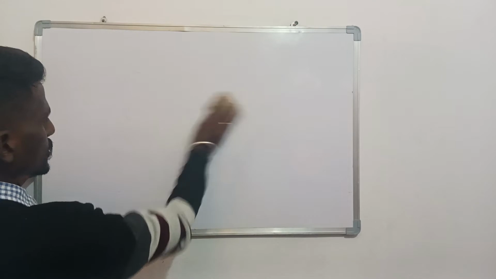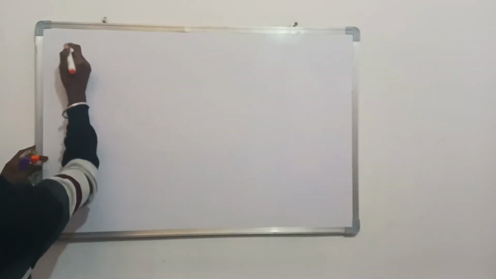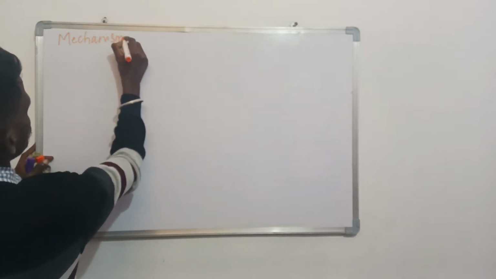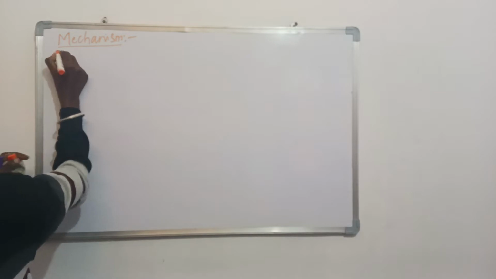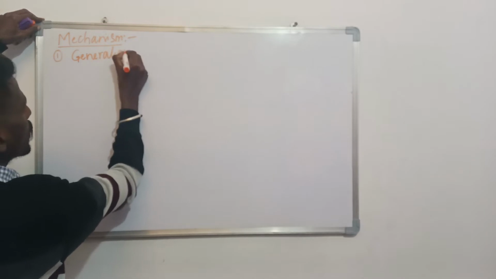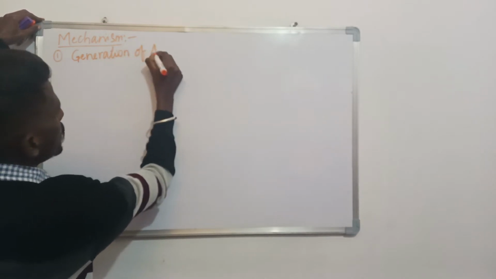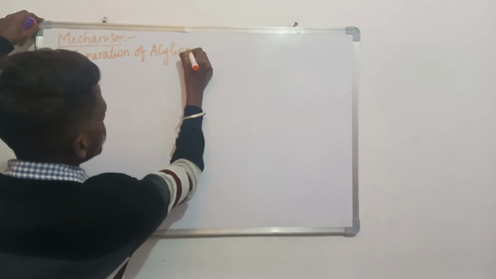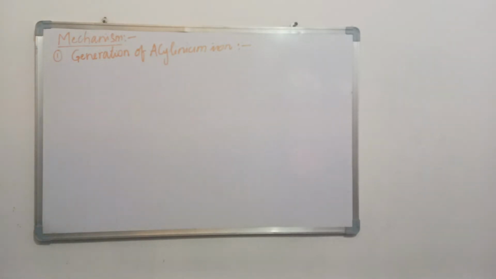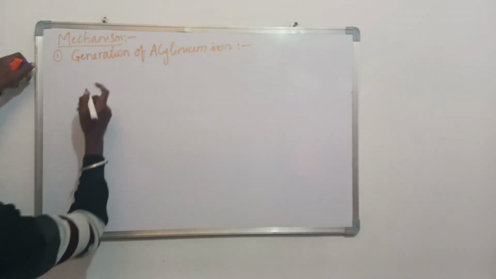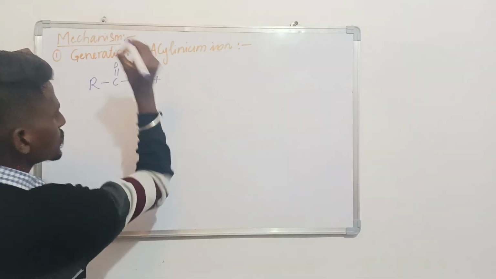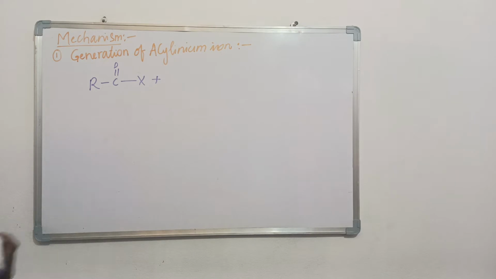So in the first step, generation of the acylium ion. It means the acyl halide, RC double bond OX, reacts with AlX3 or FeX3.